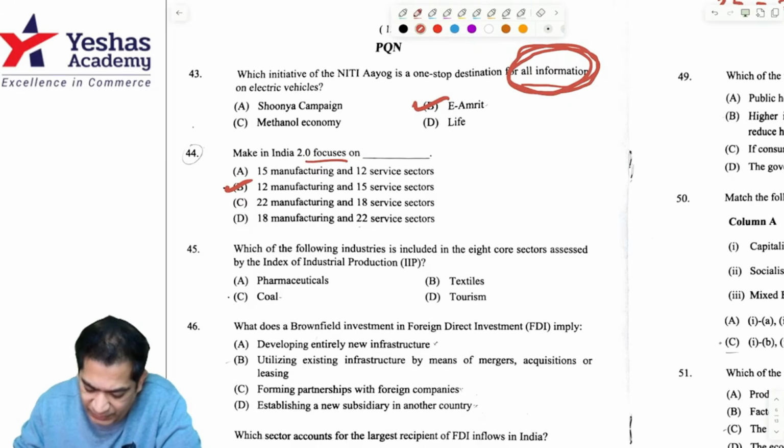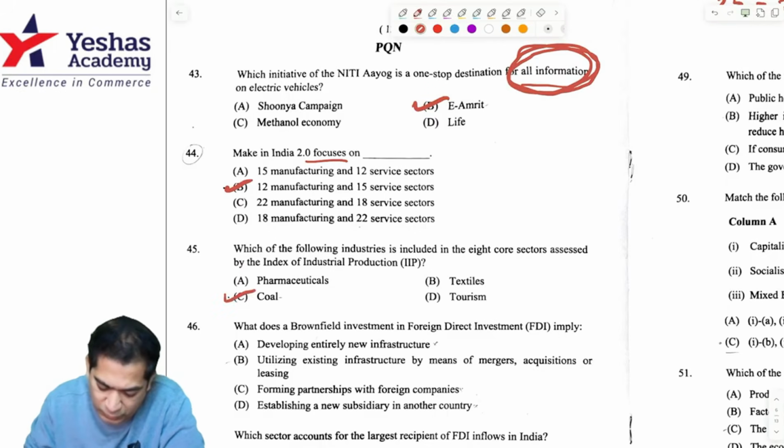Which of the following industries is included in the 8 core sectors assessed by the index of industrial production? Of course, coal is the answer.